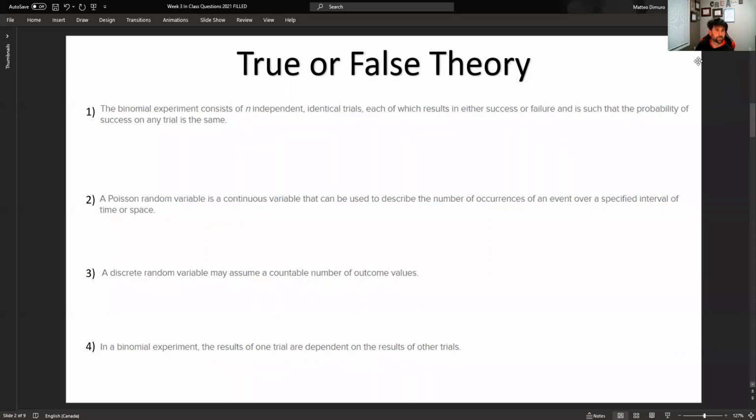Okay, perfect. So I threw together a couple true and false here. I think we can just rip through these probably. So let's give you a moment to just read number one and see what you think. So in your mind, hold the answer. A binomial experiment consists of n independent identical trials, each of which results in either success or failure, and is such that the probability of success on any trial is the same.